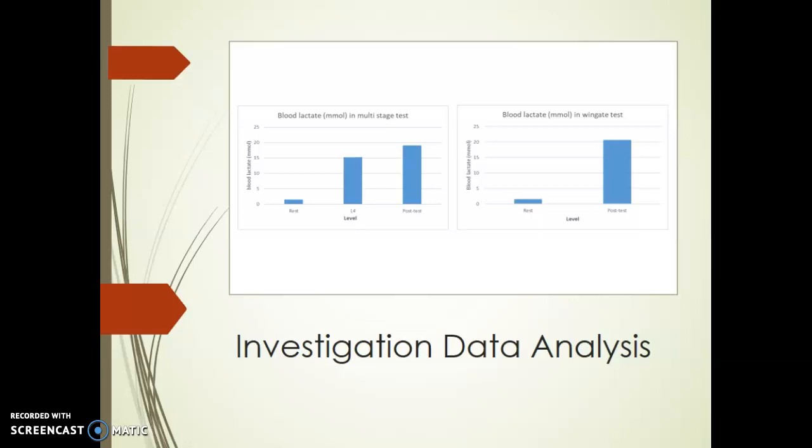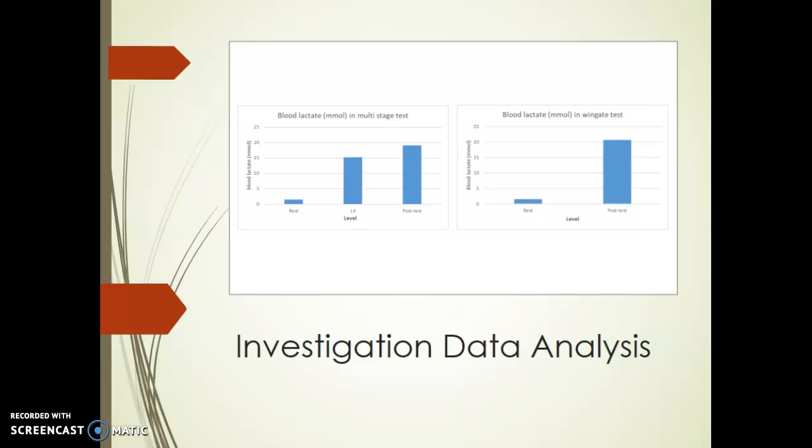This is very similar to the Wingate test, as the lactate also rises high at the post-test at around 21 millimoles per litre. The ATP-PC system may only last around 10 seconds, but it is at maximum, therefore it is resynthesizing the ATP as quickly as possible to provide the most energy.